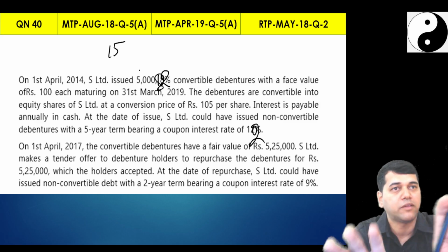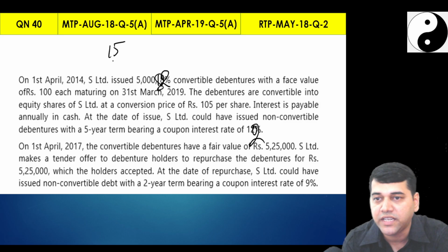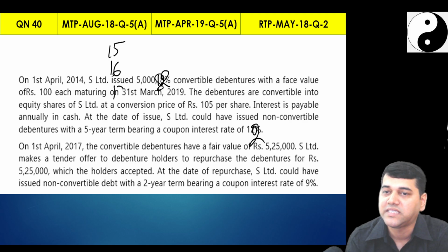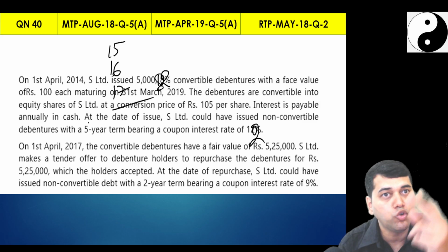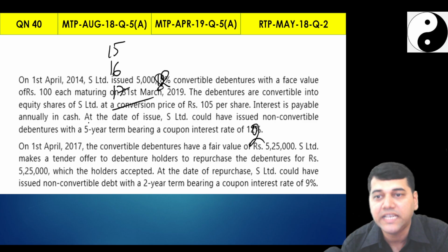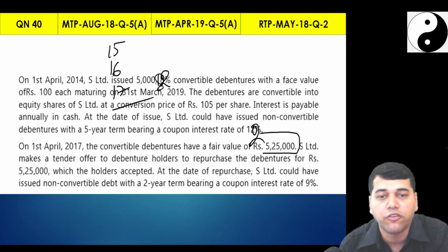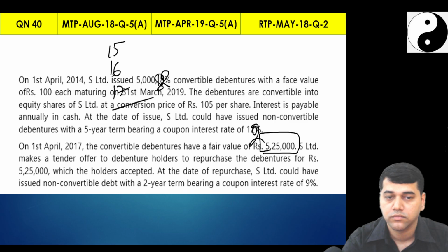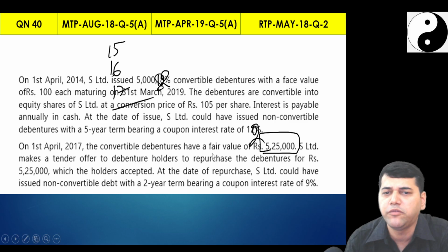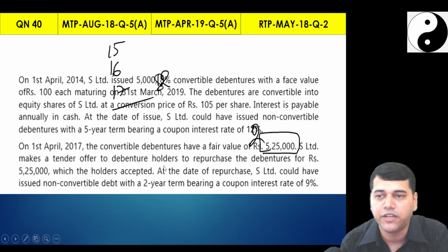Now what happened? 15 over. So first is I will pass one normal entry. I will prepare an amortization schedule. Pass 15th entry, 16th entry, 17th entry. Finish. Now on 1st April, that means when 2 more years were left, 18 and 19, the convertible debentures got a fair value of 5,25,000. Its market price was 5,25,000. I can say it as a fair value, means what? Intrinsic value. Its market price on that day was 5,25,000.